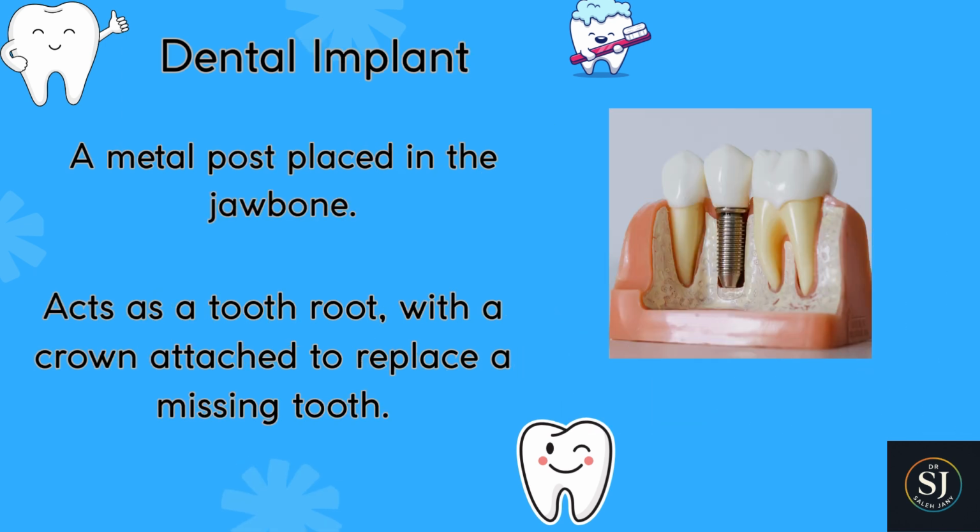24. Dental implant. What it means? A metal post placed in the jawbone. Explanation: acts as a tooth root with a crown attached to replace a missing tooth.